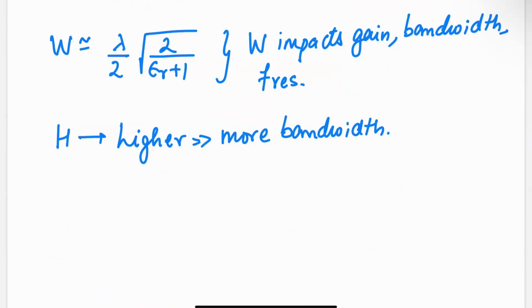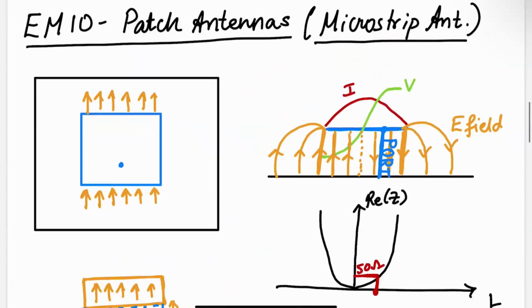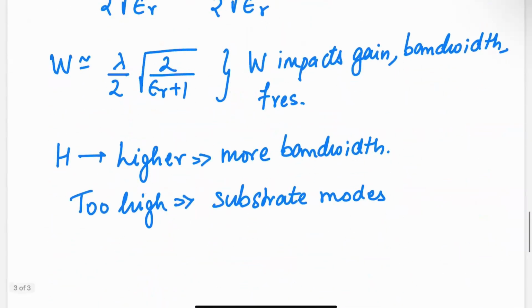But you can't make it too high. Okay, so if you make it too high, then you can get substrate modes. The substrate modes we haven't seen yet, but we'll see later. So these are modes that propagate within the substrate. Okay, the substrate itself acts almost like a transmission line, and that's not good because then it's not being radiated out to air, right? It's just getting coupled to the nearest elements and then causes all kinds of problems. So you don't want that. So that's the reason we don't make it too high.